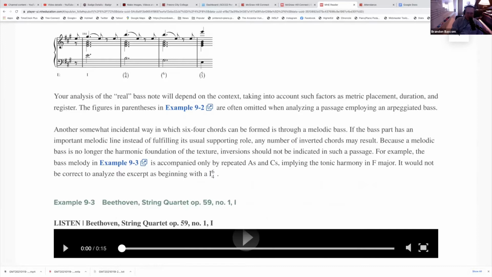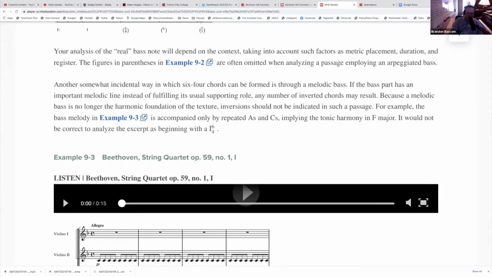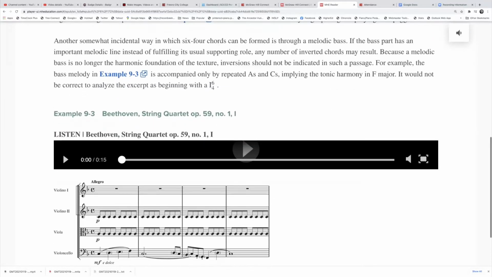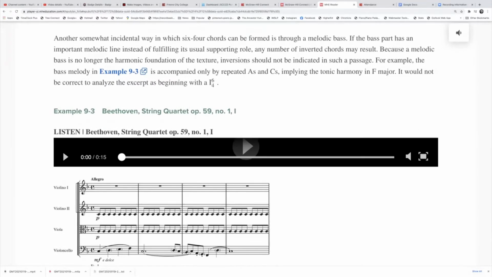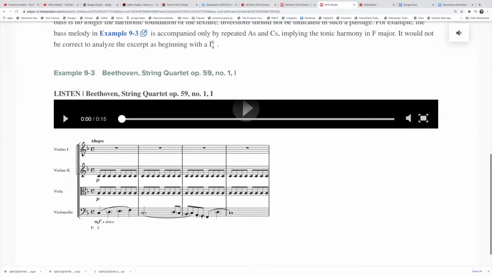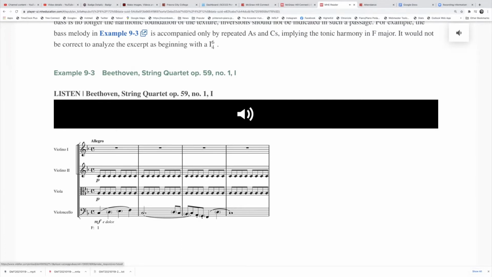For example, the bass melody in example 9-3 is accompanied only by repeated A's and C's, implying the tonal harmony in F major. It would not be correct to analyze the excerpt as beginning with a 1-6-4. Beethoven String Quartet, Opus 59, number 1. Example 9-3.